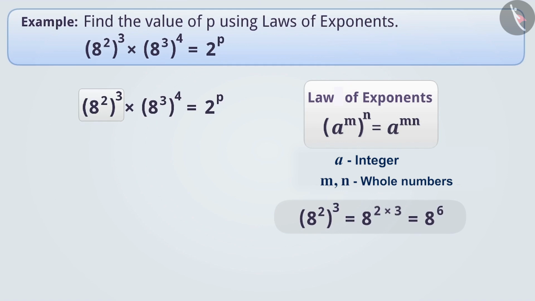We can also simplify (8³)⁴ by using the same law. (8³)⁴ is equal to 8³ˣ⁴, which is equal to 8¹².